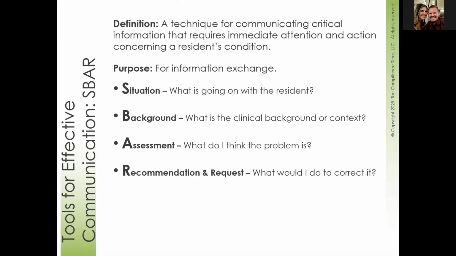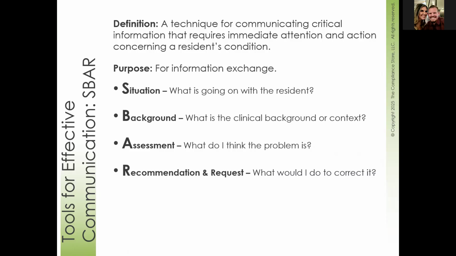Those of you who are unfamiliar with what an SBAR is, an SBAR is situation, background, assessment, and then recommendation and request. So situation, what's going on with this resident? What's the clinical background or context when we're looking at background? And then assessment, what do you think the problem is? Or what do I think the problem is? And then recommendation and request, what would you do or what would I do to correct it?